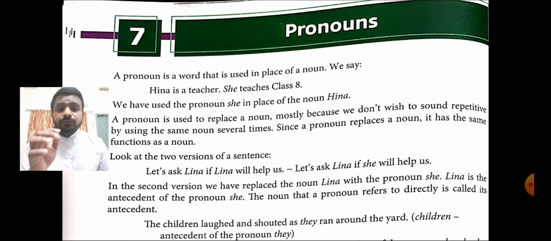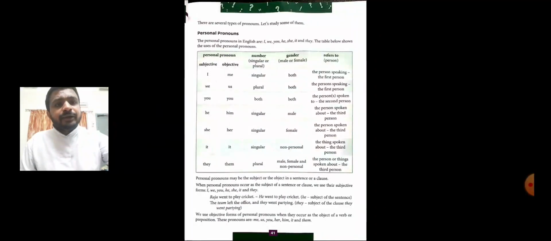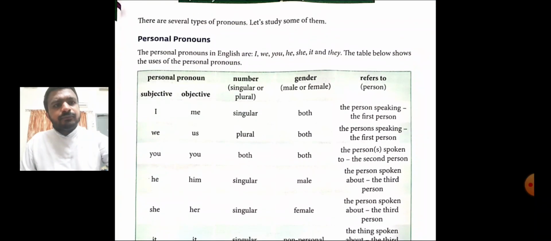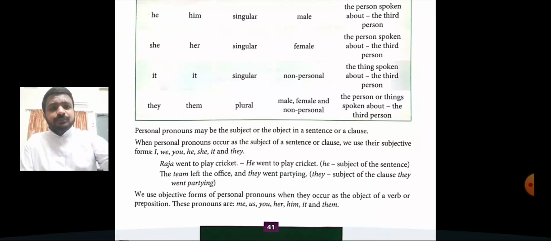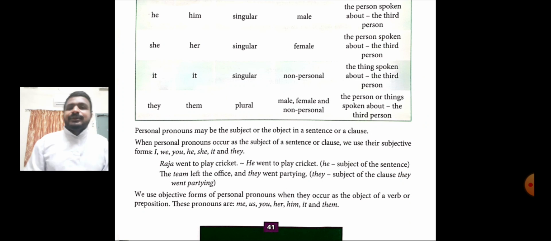And now let us move to the next topic. We are going to see a few kinds of pronoun. First of all, we shall see the personal pronoun. Before looking at that table, let us go to the description, and then you will understand the table a little more. These personal pronouns can be either the subject or object in a sentence or in a clause.